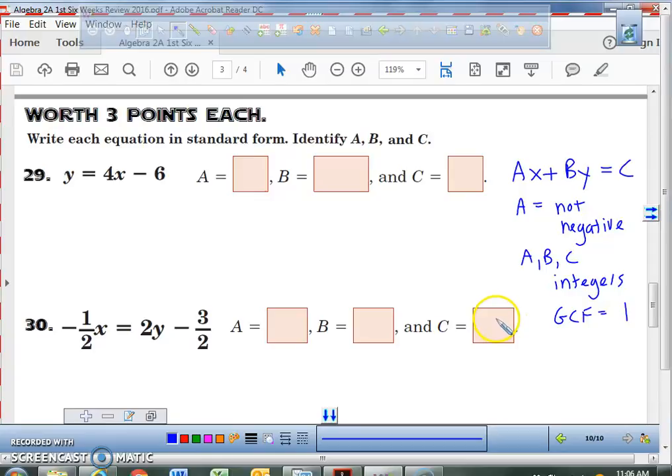All right, here we go. We have y equals 4x minus 6. By the way, that's in slope-intercept form, but it's not in standard form. So what do we need to do? We need to move the x across. So right here, we're going to take this and chuck it across the equal sign.